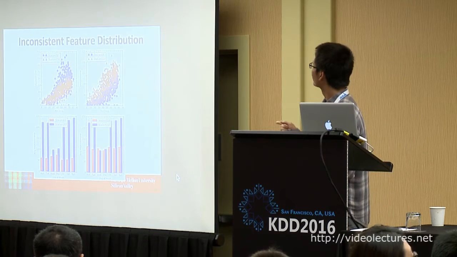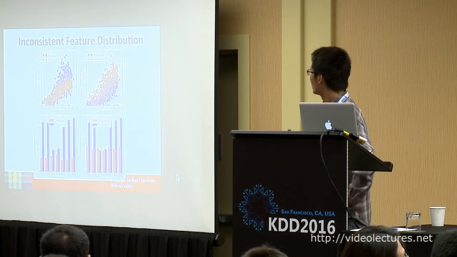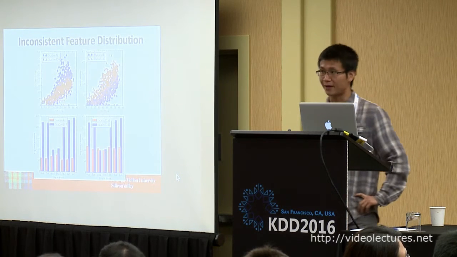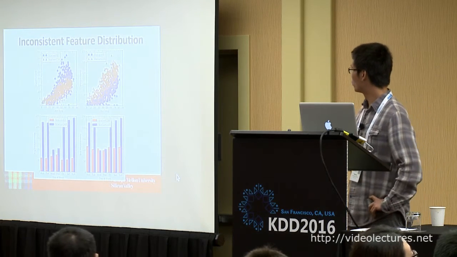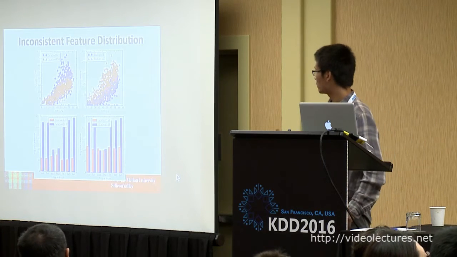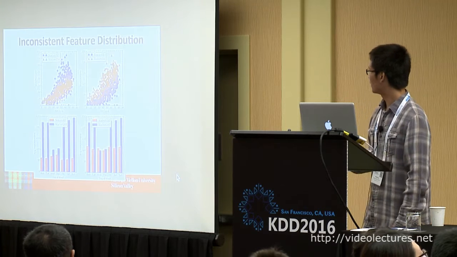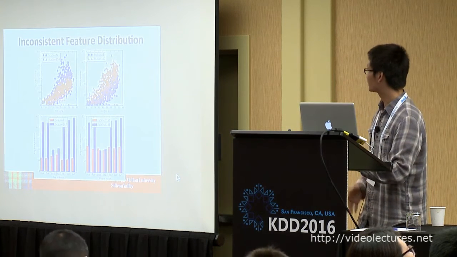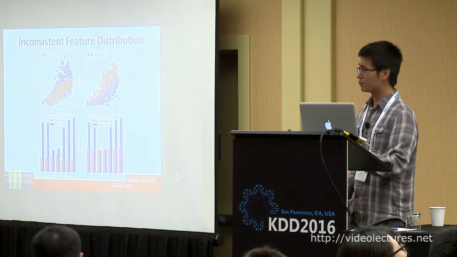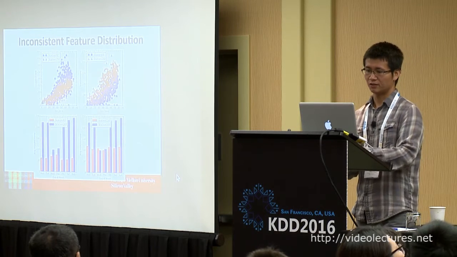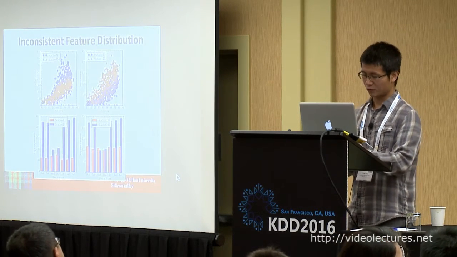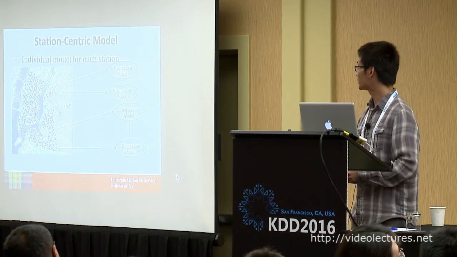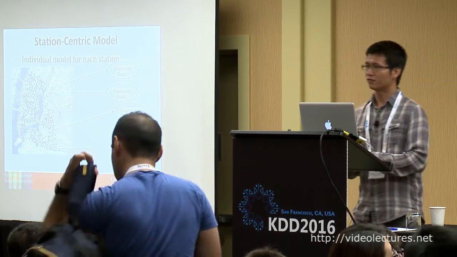And we can take a look at the day of week feature. For the red station, it has the highest demand on Wednesday and Thursday. On the contrary, for the blue station, it has the lowest demand on those 2 days. The same observation also happens in the other two stations. So because of this inconsistency problem, building one model for all the stations will have a low accuracy. So we can use the alternative approach, which is called the station-centric model, to capture the patterns for each station.